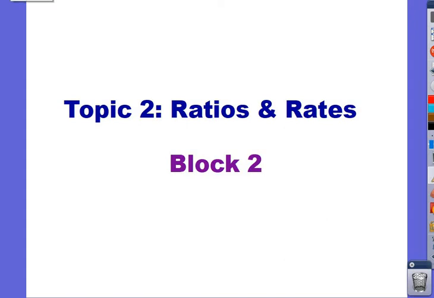Okay, this is block 2 from topic 2, ratios and rates. This is page 47 in your workbook.